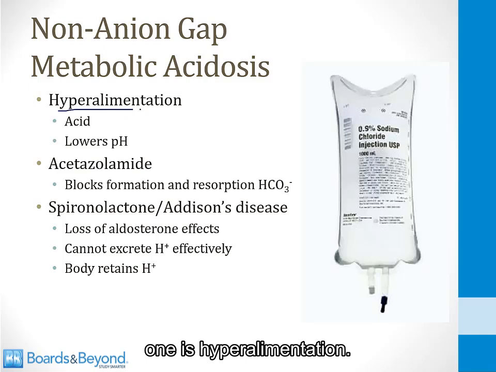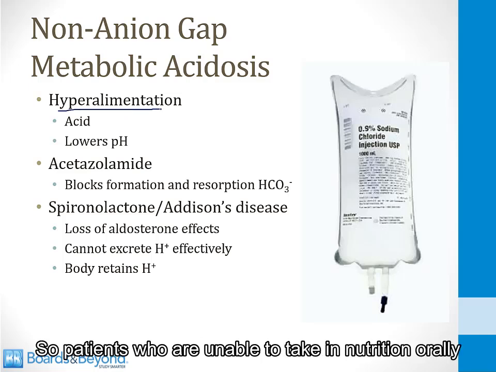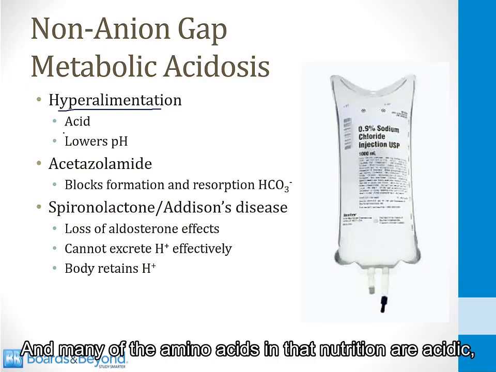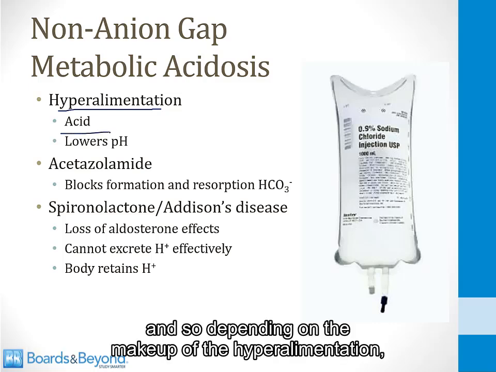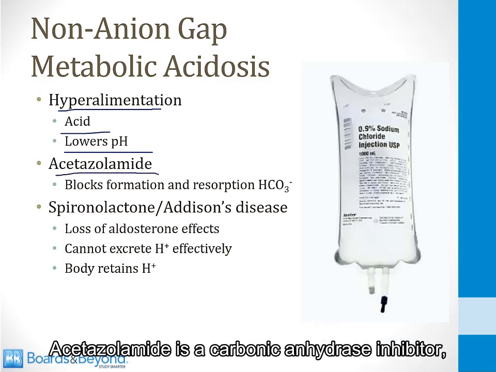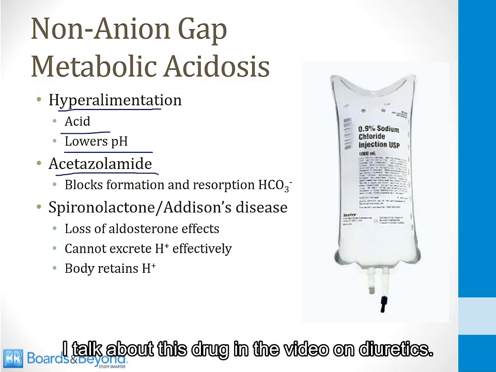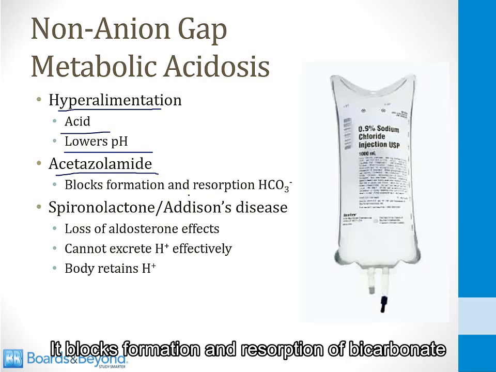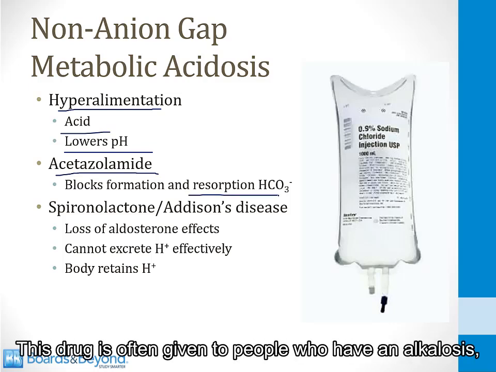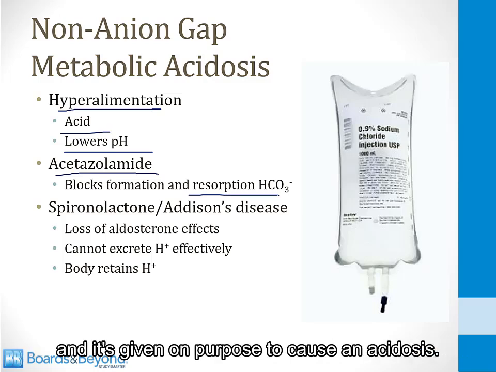One is hyperalimentation. So patients who are unable to take in nutrition orally are often given intravenous nutrition. This is called hyperalimentation. And many of the amino acids in that nutrition are acidic, and so depending on the makeup of the hyperalimentation, this can lower the serum pH and cause a non-gap acidosis. Acetazolamide is a carbonic anhydrase inhibitor. I talk about this drug in the video on diuretics. It blocks formation and resorption of bicarbonate, so it will cause a non-gap acidosis, and that's by design. This drug is often given to people who have an alkalosis, and it's given on purpose to cause an acidosis.